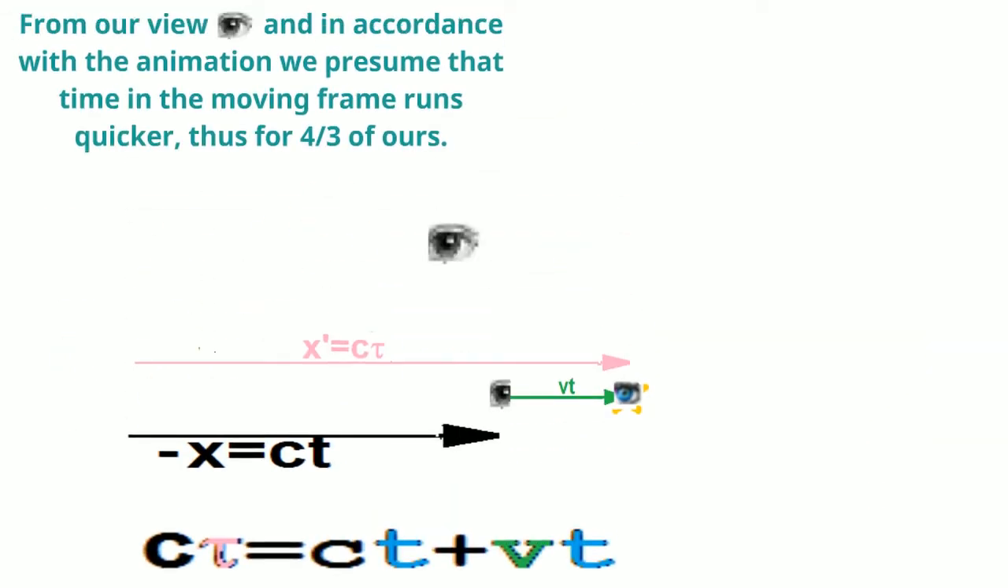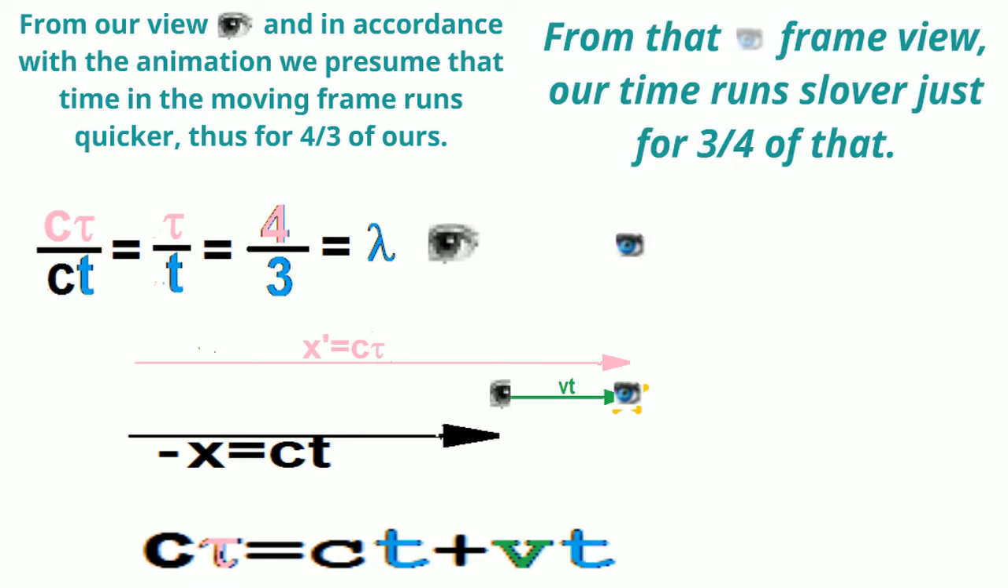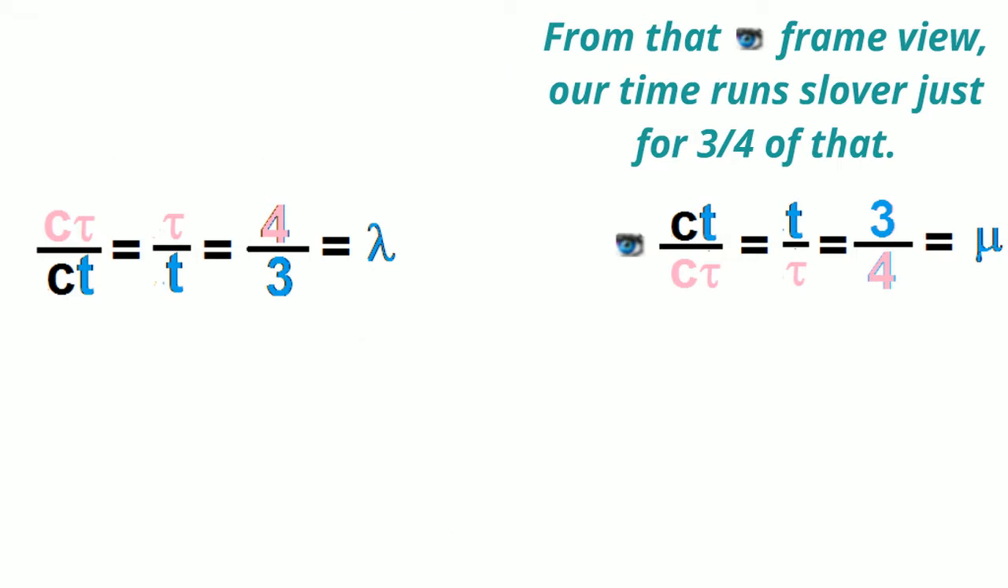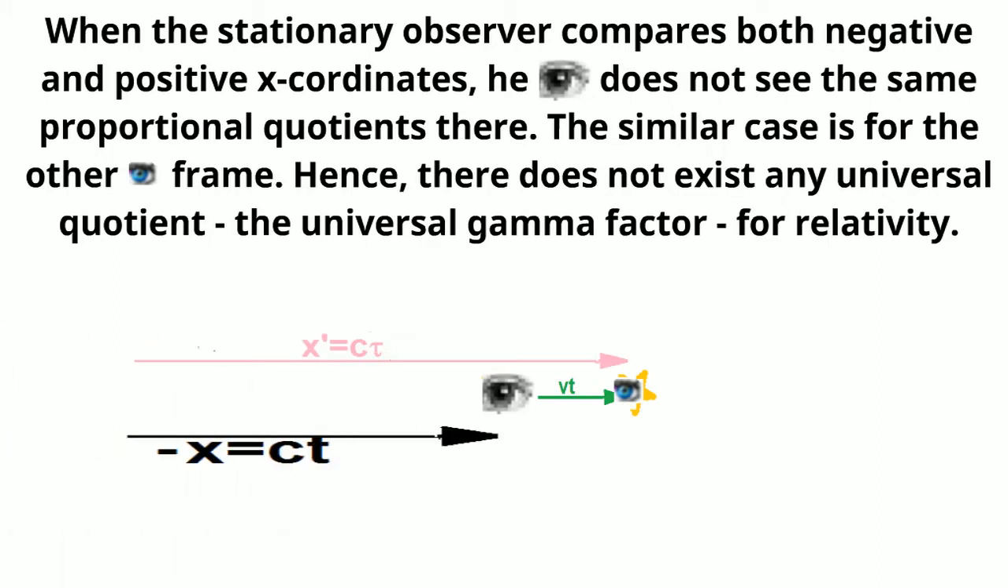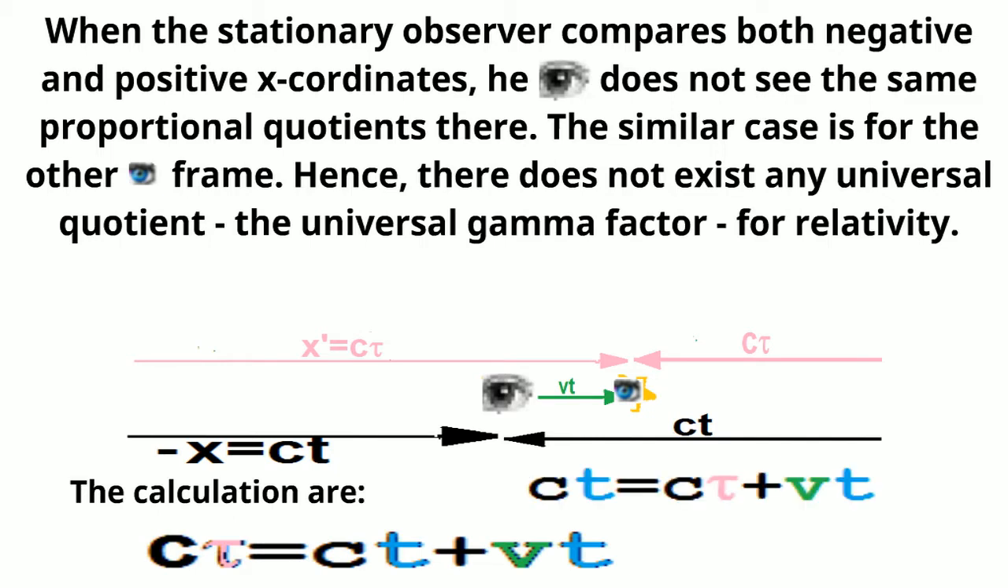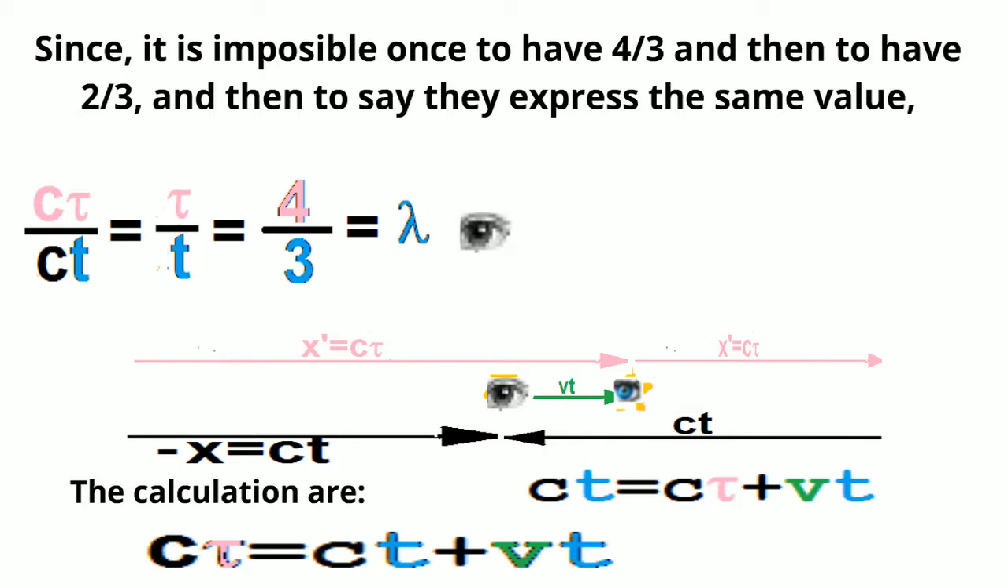From our view, and in accordance with the animation, we presume that time in the moving frame runs quicker, thus for 4/3 of ours. From that frame's view, our time runs slower, just for 3/4 of that. When the stationary observer compares both negative and positive x coordinates, he does not see the same proportional quotients there. The similar case is for the other frame. Hence, there does not exist any universal quotient, the universal gamma factor, for relativity.